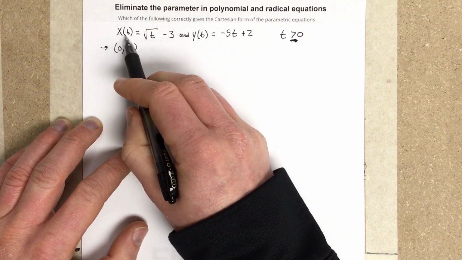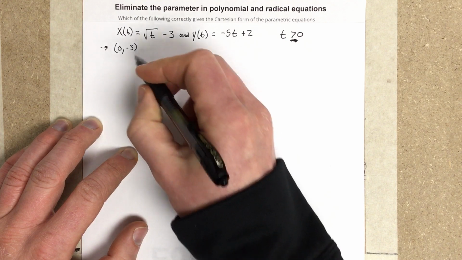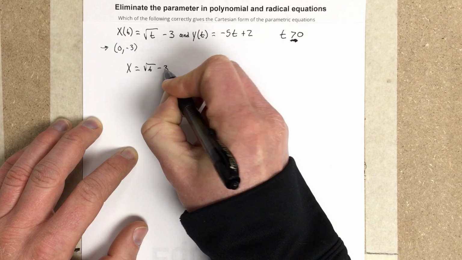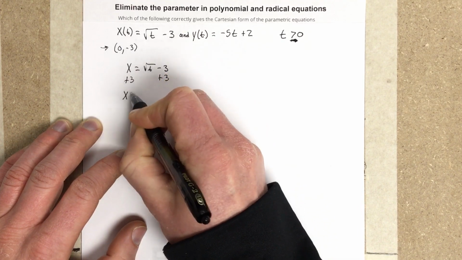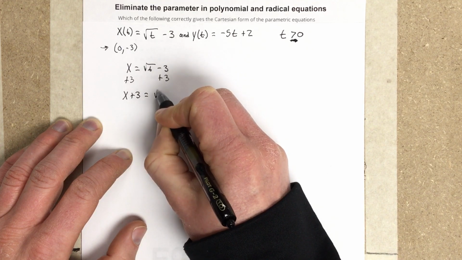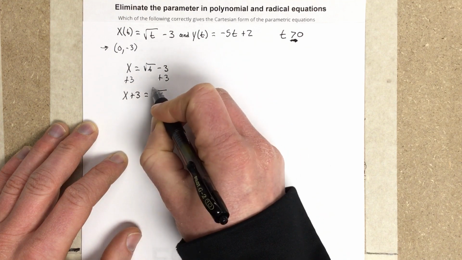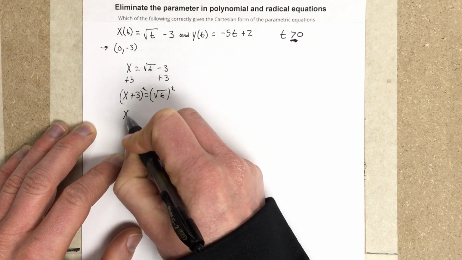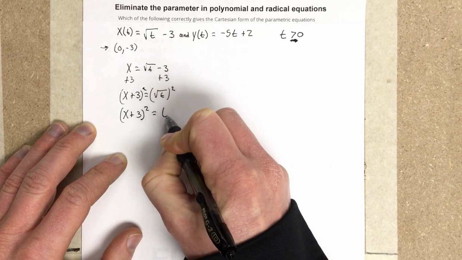So we're going to go x of t is equal to root t minus 3. We're going to solve this for t. So I'd have x is equal to root t minus 3. We're going to add 3. So it's x plus 3 is equal to root t. And then I'm going to square each side. So when I square this side and this side, I get x plus 3 squared is equal to t.